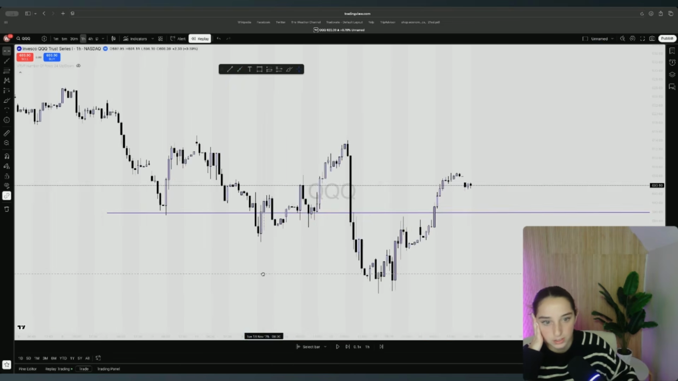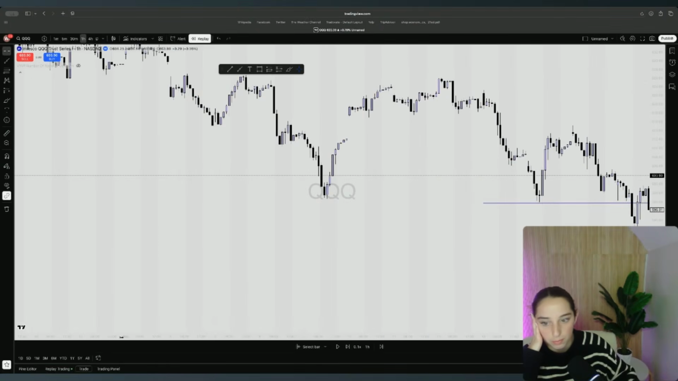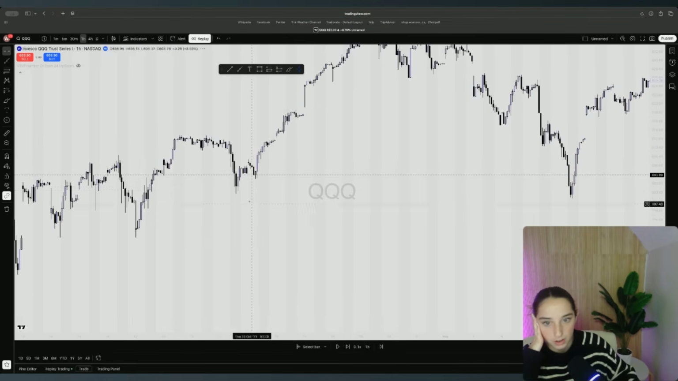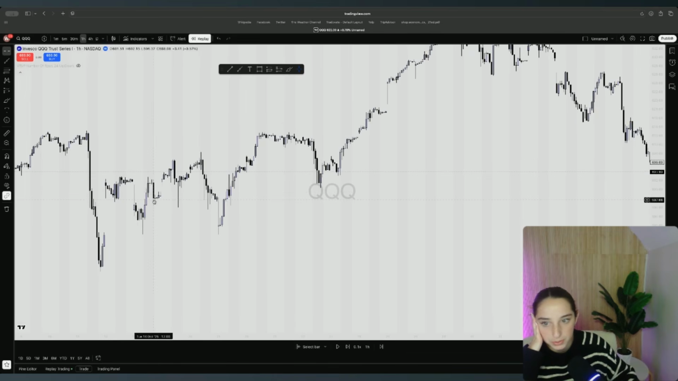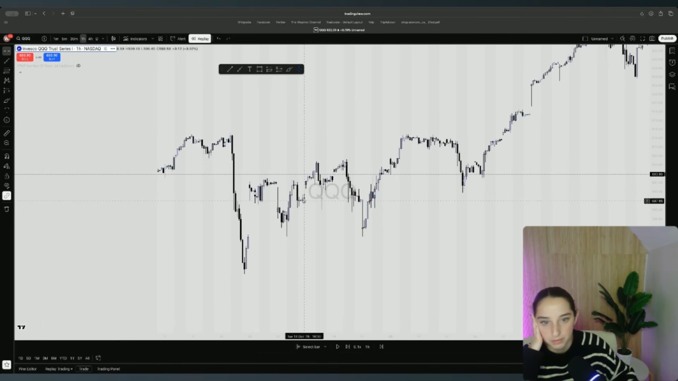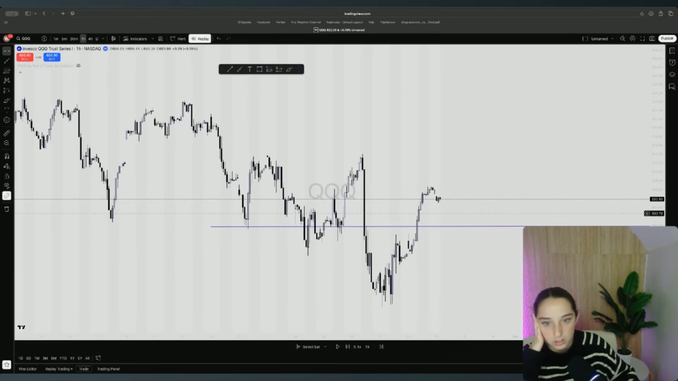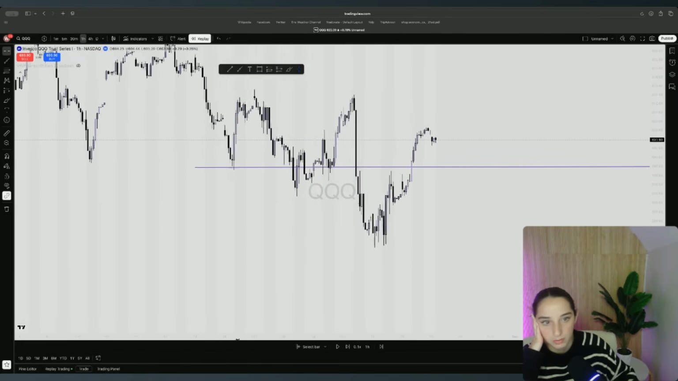And the reason being is because if I go far back enough, we've seen price actually bounce around this level multiple times. We've seen price tap into it. That's how I find my strong key levels. So there you have it. We have that strong level there.